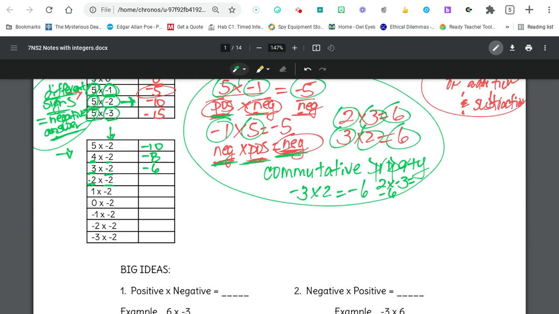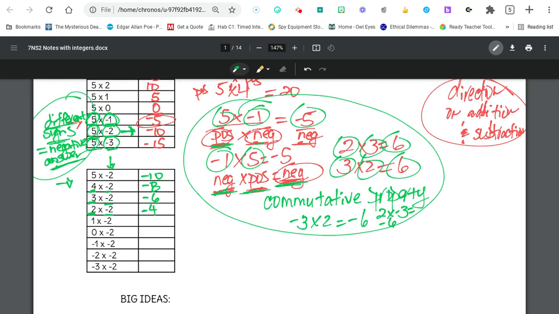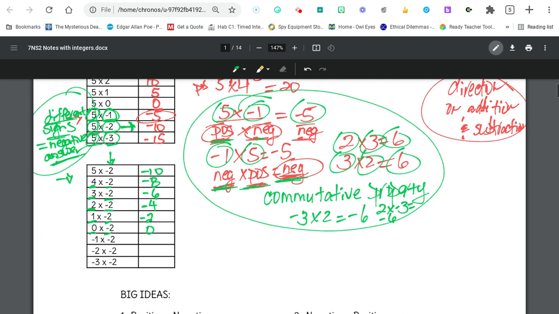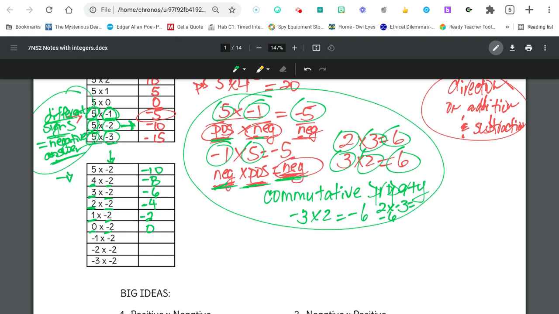2 times negative 2. Well, 2 times 2 is 4, but that's positive 2 and negative 2. So the signs are different. We get a negative. Okay. 1 times 2 is 2, but the signs are different. That's 1 and negative 2, actually. The signs are different. That's a positive, that's a negative. We get a negative 2. And of course, we know 0 times anything, regardless of whether that thing is positive or negative, we still get a 0. Now let's take a look at the pattern.